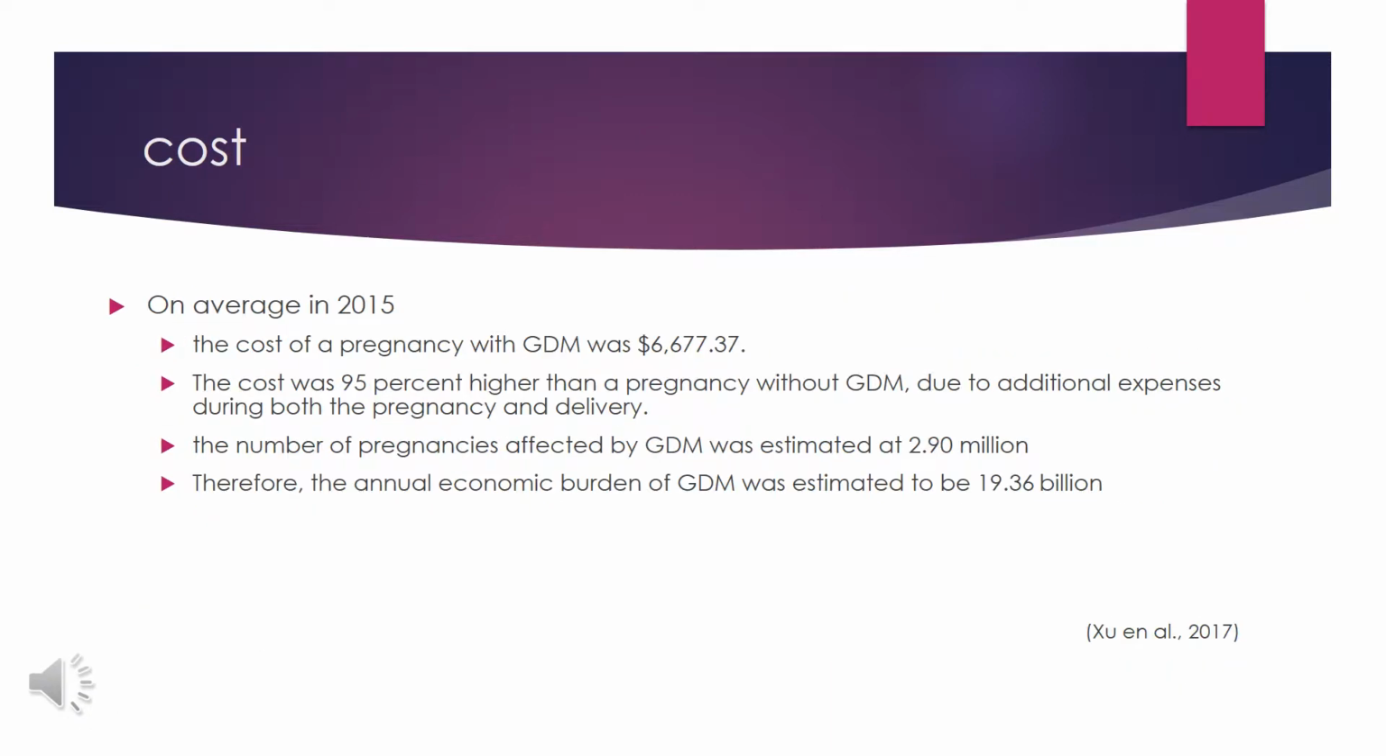Cost. On average, in 2015, the cost of a pregnancy with gestational diabetes was over $6,677. The cost was 95% higher than a pregnancy without GDM due to additional expenses during both pregnancy and delivery. The number of pregnancies affected by GDM was estimated to be over 2.9 million. Therefore, an annual economic burden for GDM was estimated to be over $19 billion.